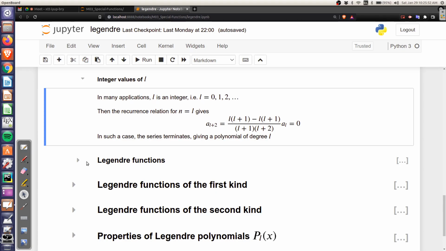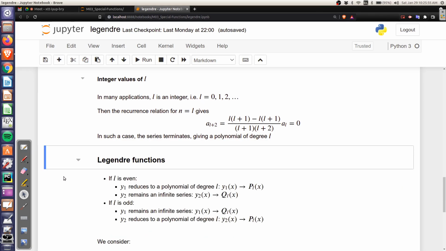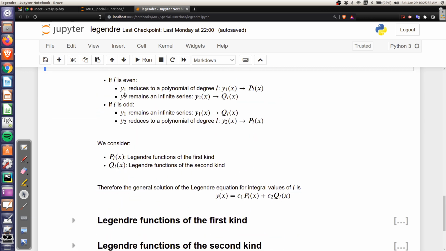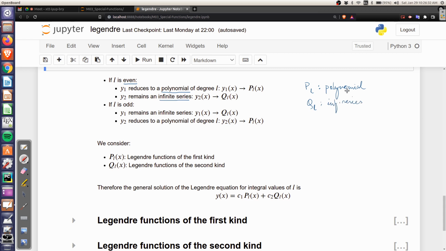So this takes us to Legendre functions. What are Legendre functions? Like I said, if L is even, then y1 reduces to a polynomial of degree L, but y2 still remains an infinite series. In that case, y1 we call PL(x) and y2 we call QL(x). Notice the terminology: we use PL to denote a polynomial, and we use QL to denote an infinite power series.